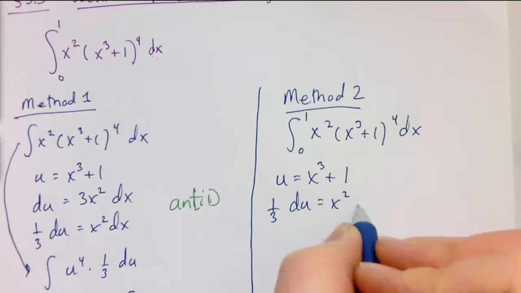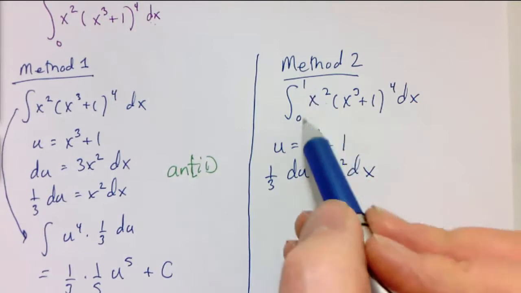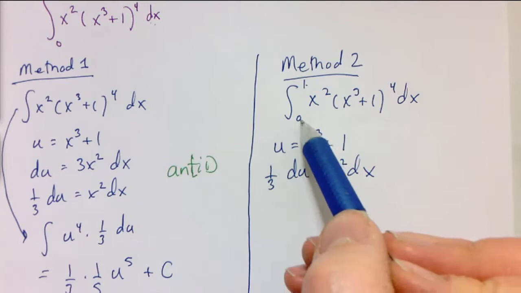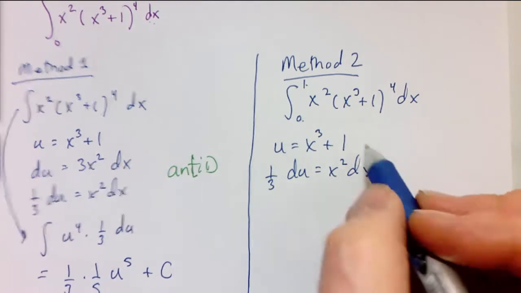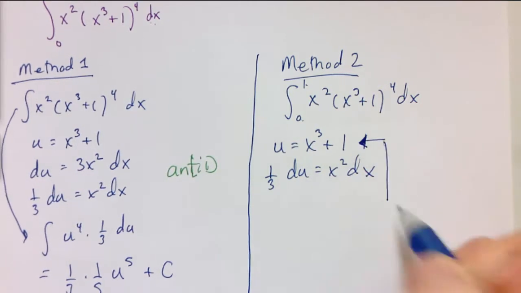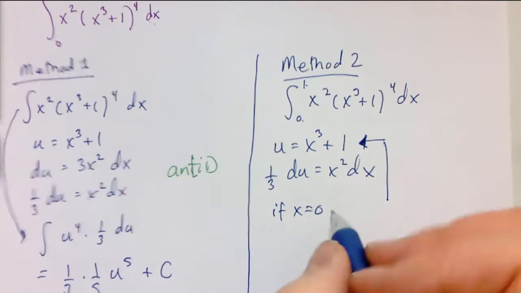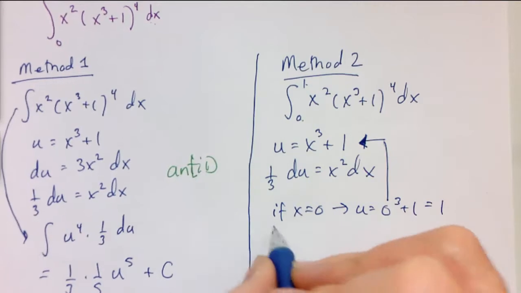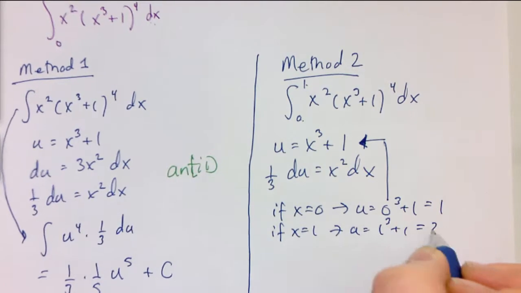x squared dx. Now here's the key difference. These limits of integration are limits on the variable x, and I'm going to do a change of variables. I'm going to change these limits of integration so that now the limits become limits on u. And how do I do that? Well, I look here at my relationship between u and x. If x equals 0, that's my lower limit of integration, then I get u equals 0 cubed plus 1 is 1. If x equals 1, I get u equals 1 cubed plus 1, or 2.